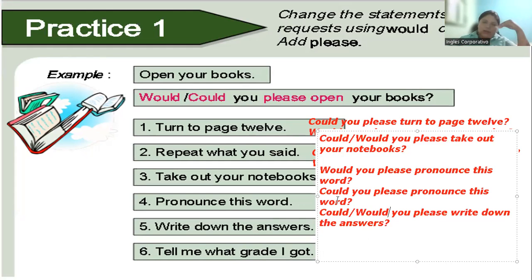Entonces, vamos en una escala en aumento. Quiere decir que would todavía es más formal. So that's why you're going to watch the video. Okay, the last one, guys.